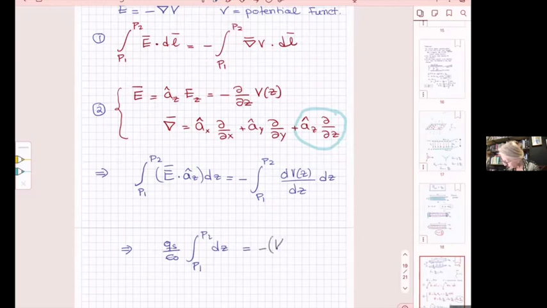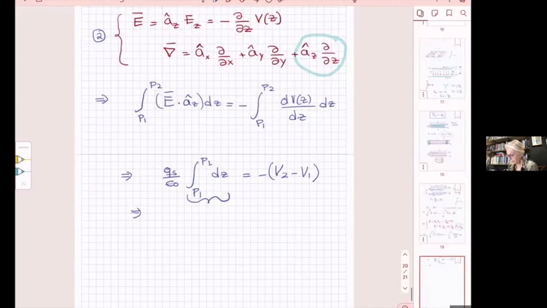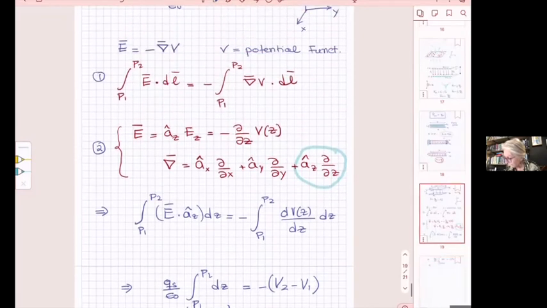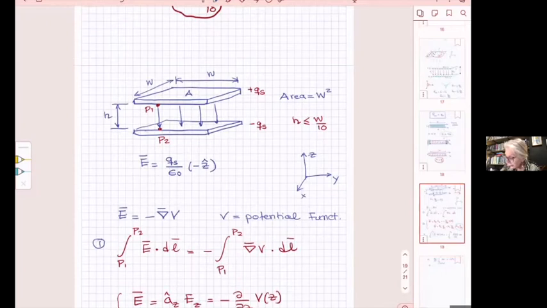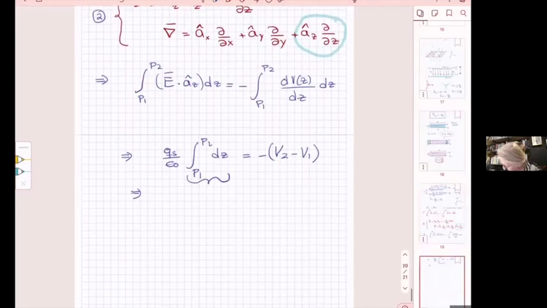Equals how much? Minus V2 minus V1. And therefore, from here, how much is the line integral between points P1 and P2? How much is the line integral between this point P1 and P2? Is it H, is it not? Yes? Yes. All right. So this is H. So we have Q sub S, H over epsilon naught.